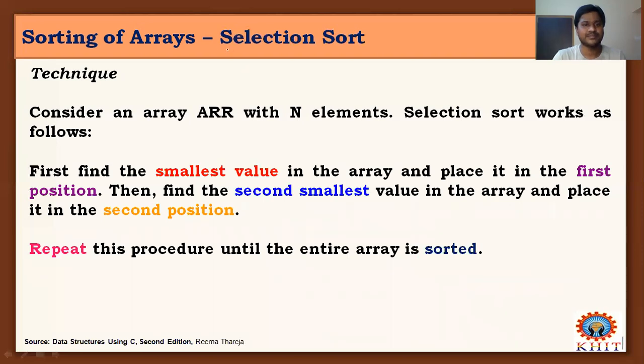Coming to the second type of sorting method, selection sort. This one you already know. Once again, I'm reminding you, consider an array with n elements.